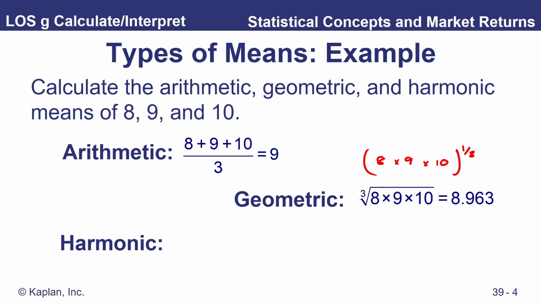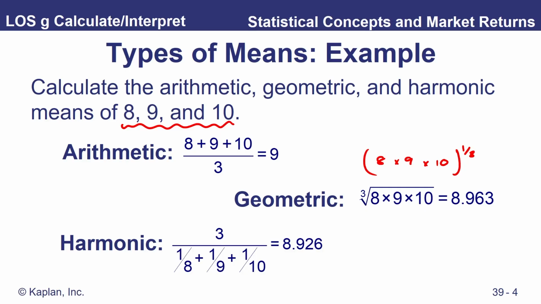Now, what I want you to take away from this is note the geometric mean is lower than the arithmetic mean. And remember, this will be the case as long as these values vary. So in other words, if I've got 8, 8, 8 in each period, rather than 8, 9, 10, arithmetic mean would be 8, geometric mean would be 8. But if they vary, then the geometric mean will be lower than the arithmetic mean. Finally, we're going to calculate the harmonic mean, 3 observations, and we're going to do 1 over 8 plus 1 over 9 plus 1 over 10, and we get 8.926, the lowest value so far. So in terms of order, arithmetic mean the highest, geometric mean in the middle, and harmonic mean the lowest.